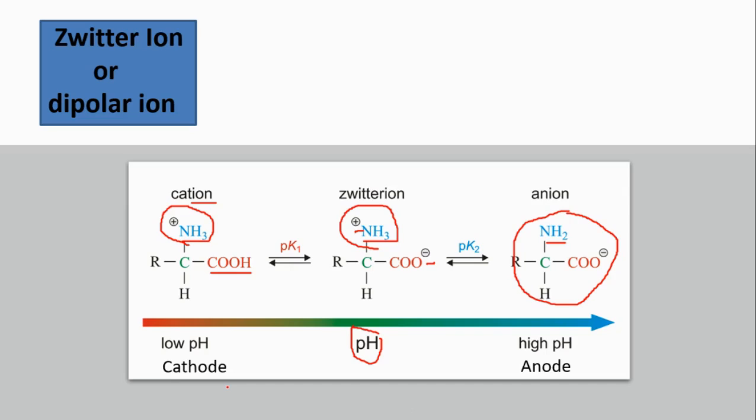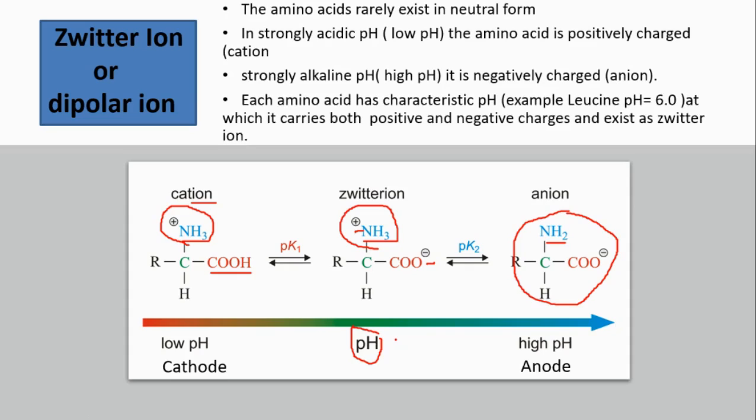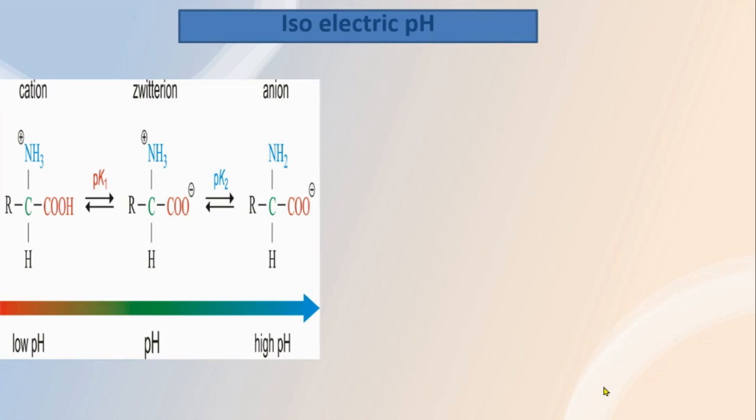However, at some pH value of the medium, the amino acid does not move either towards the cathode or anode, and this pH is known as isoelectric pH. Every amino acid has its peculiar or characteristic pH value, or PI value. Now we'll discuss isoelectric pH or PI value of amino acids.